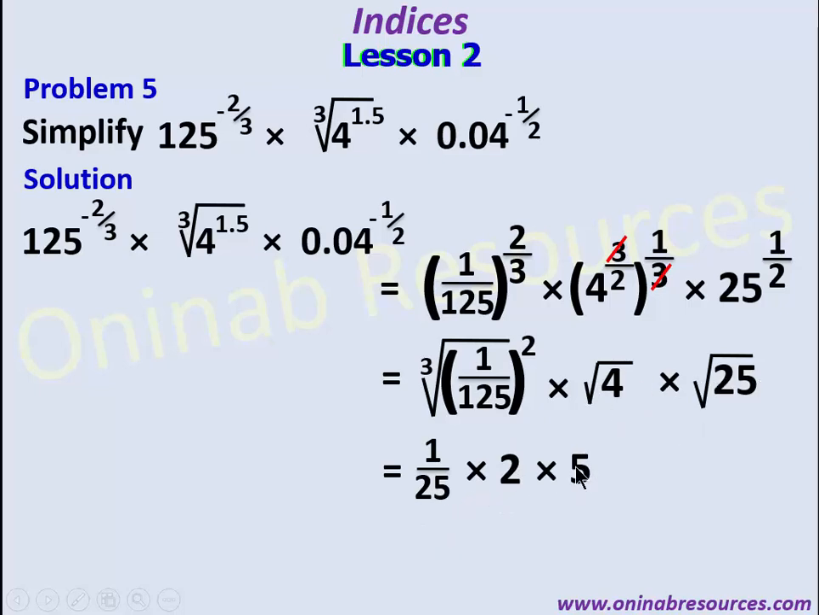So from here, this is going to give us 0.4 if it is simplified. So that's the end of solution to problem 5, and this is where we are ending this tutorial.